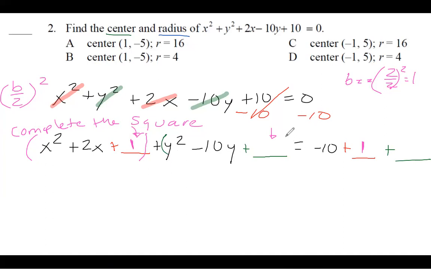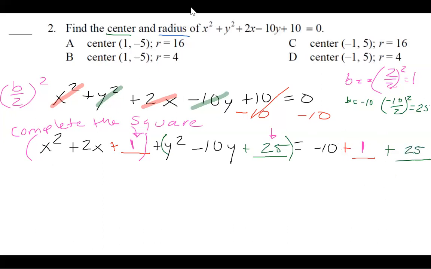Okay, my second group, guys, includes my y variables. So what is my b on my second group of terms? In this case, it would be negative 10. So if b equals negative 10, it would be negative 10 divided by 2 and squared. In this case, it would be negative 5. Negative 5 squared is 25. So we're going to add 25 on one side and 25 on the opposite side.